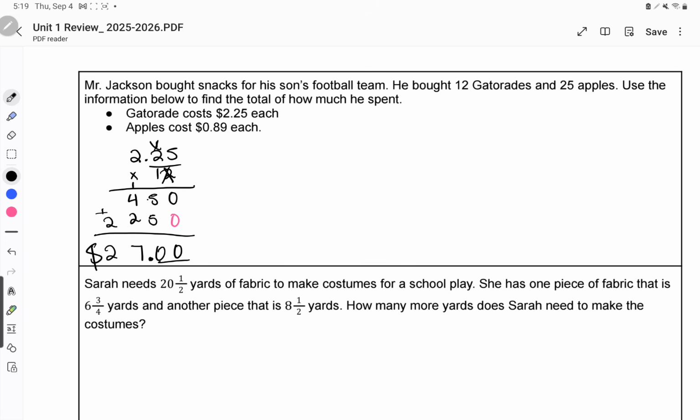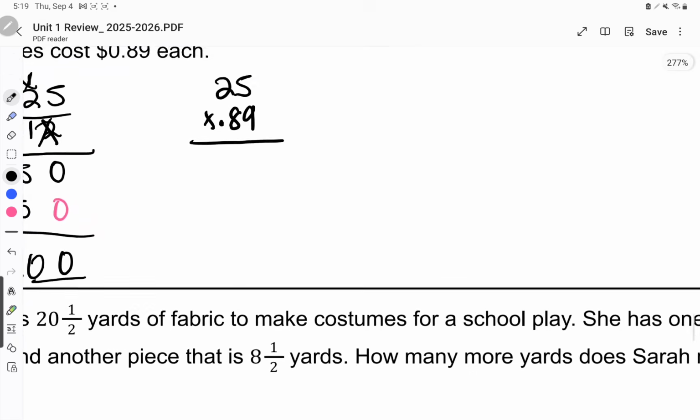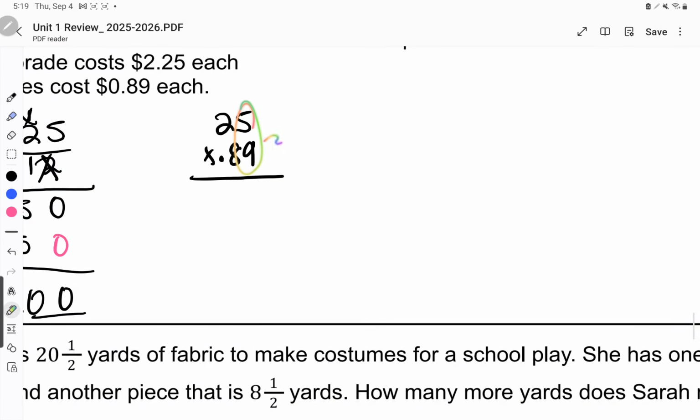For the apples, he has 25 apples, and they cost 89 cents each. How do I figure out how much he spent altogether on apples? We do 25 times 0.89. 5 times 9 gives us 45, so we write down a 5 and we carry our 4. 9 times 2 gives us 18. 18 plus 4 gives us 22. Finish with our 9, finish with our 4.